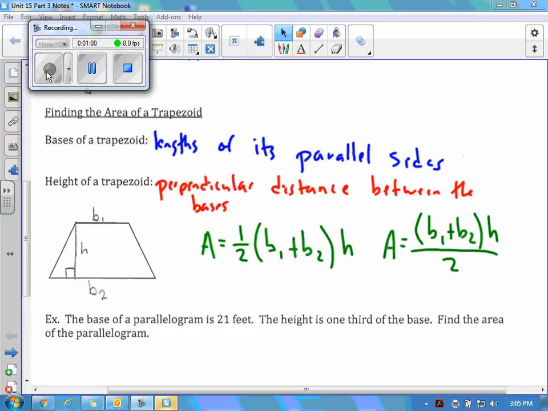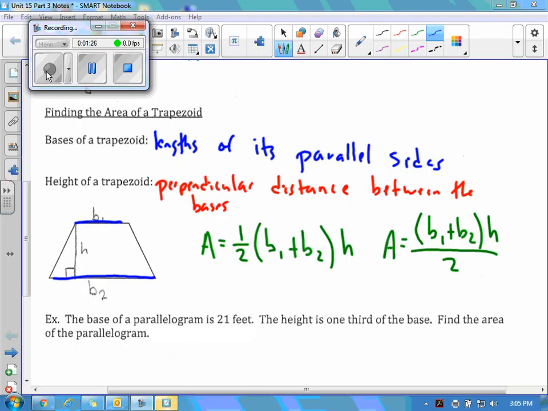All right, now looking at a trapezoid. The trapezoid is going to have two bases instead of just one. If you remember, we talked about a trapezoid has one pair of parallel lines. So the bases of the trapezoid are the lengths of its parallel sides, and the height is the perpendicular distance between them. So our bases are this top line and this bottom one, because those are the parallel ones, the ones that aren't going to touch ever.